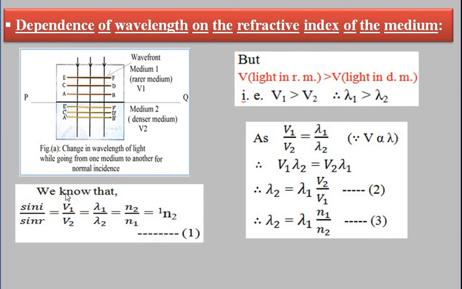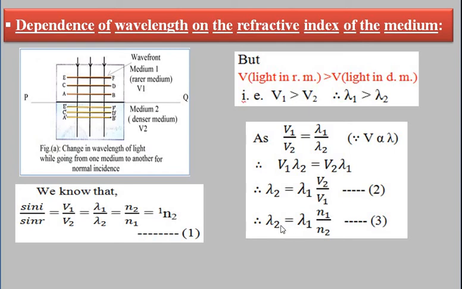From this equation, v1 upon v2 is equal to lambda 1 upon lambda 2, this shows velocity is directly proportional to the wavelength. Taking cross multiplication, v1 into lambda 2 is equal to v2 into lambda 1. Therefore, lambda 2, that is the wavelength in denser medium, is equal to lambda 1 into v2 divided by v1. Suppose this is equation number 2.